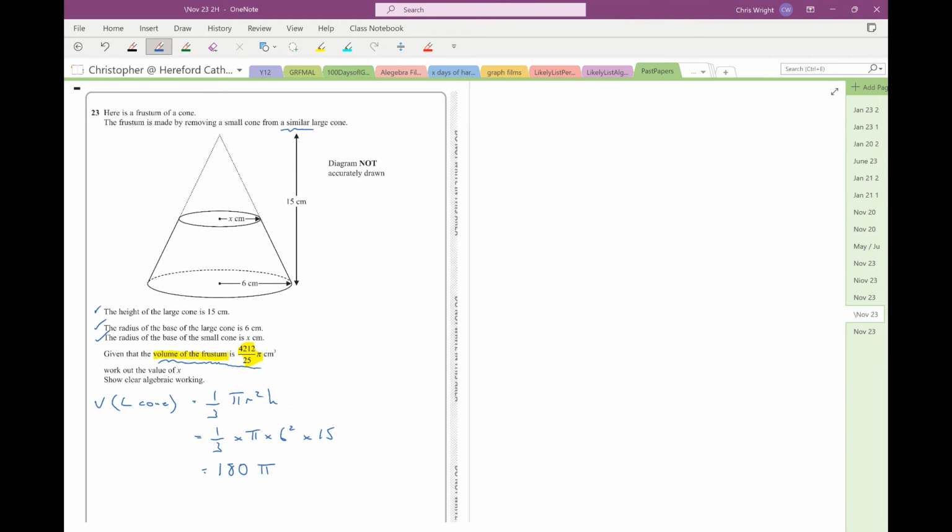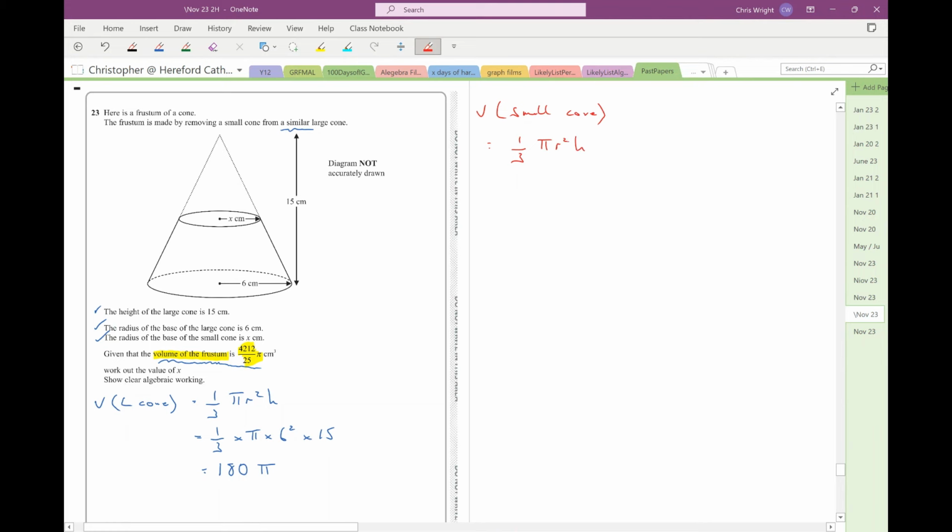Now, let's see if we can come up with an expression for the volume of the small cone. I'm going to go over here and think about the volume of the small cone. Now, what do I know about the volume of the small cone? Well, I know it's 1/3 pi r squared h.